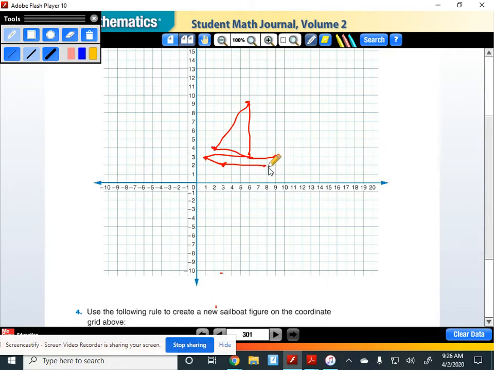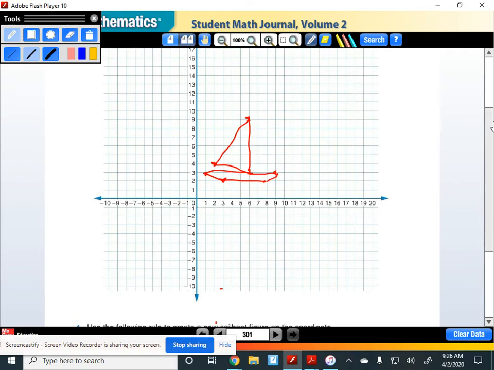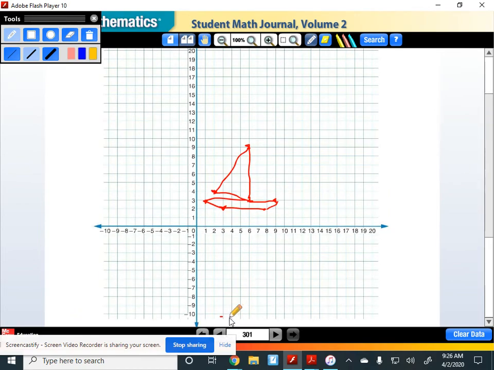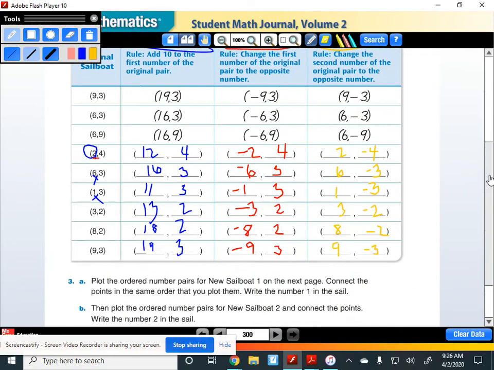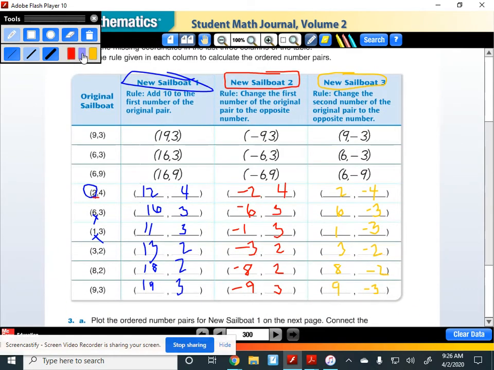And there we go. And we're going to have to connect it back here. Otherwise, our boat would sink. So I'm sure your lines are a little bit straighter, but that's what ours should look like. Now we're going to plot the new sailboat.